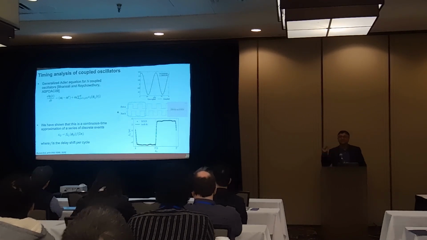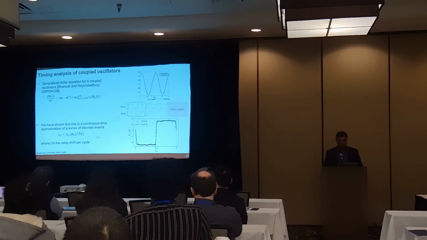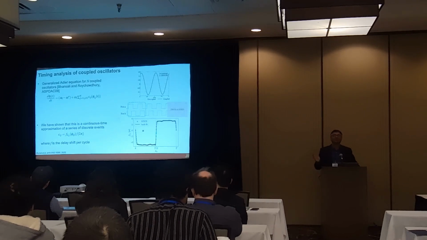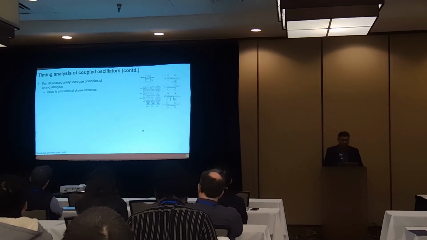And in some very recent work, we were actually able to show that when you look at these ring oscillators and you have discrete changes because one event propagates to another, it turns out that this is a continuous time approximation of a series of discrete events, and this Cij, which is the coupling function, can be correlated to something that you can characterize on a TSMC process, for example.